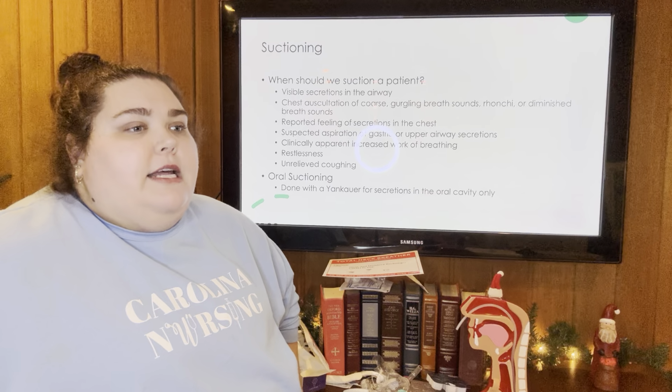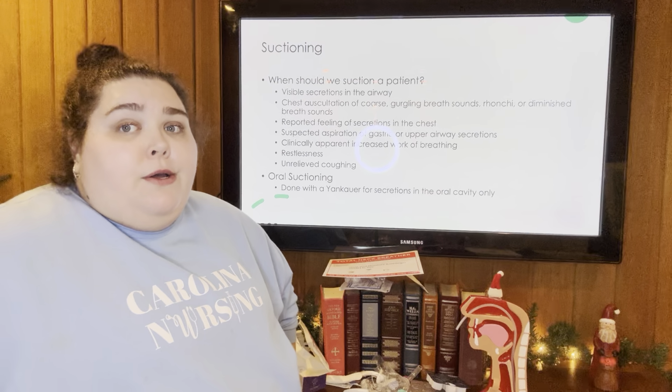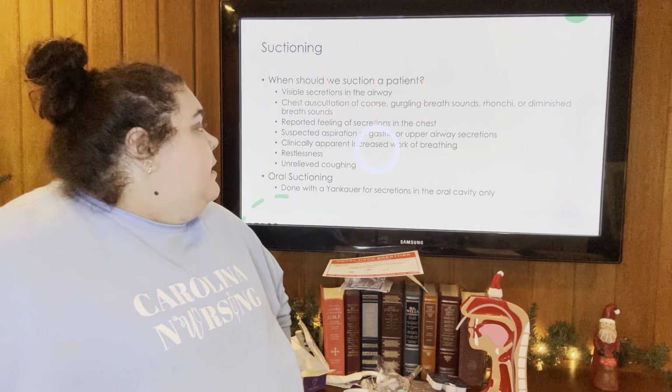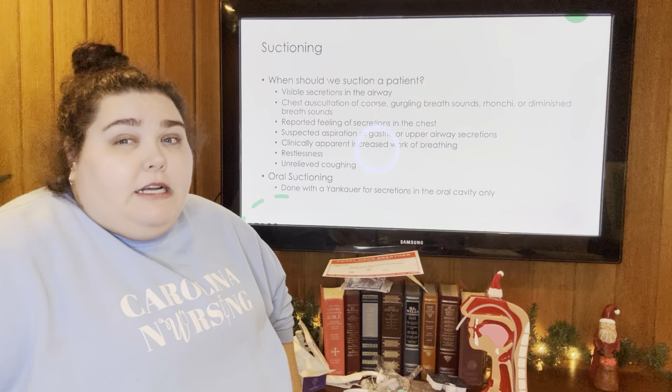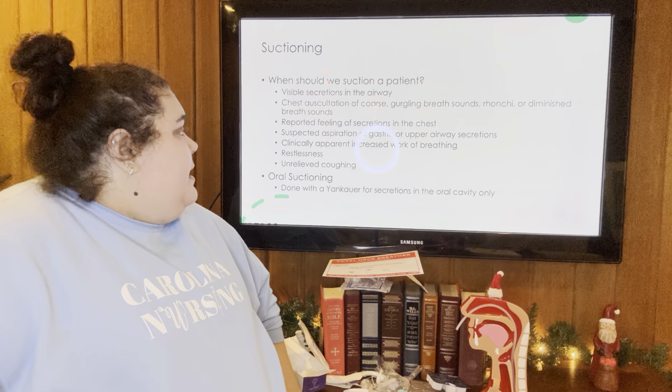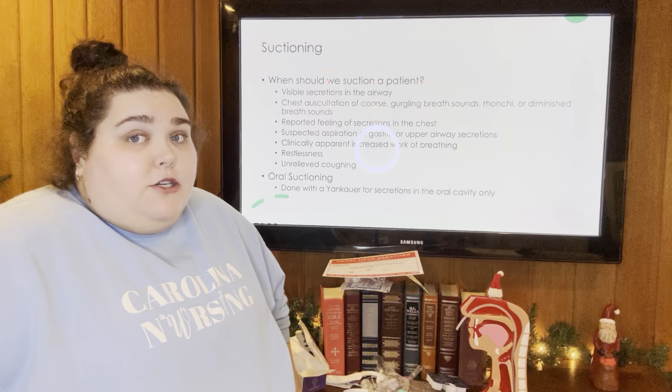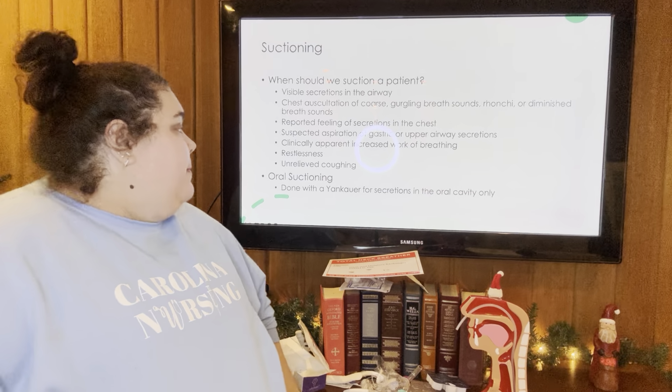So sometimes in code blues, you'll suction deeply to see if there's anything aspirated. If they seem short of breath, like they're having a high work of breathing, then we want to go ahead and suction them. If they're a ventilated patient who might be a neuro patient and they're super restless, then we want to suction them as well.